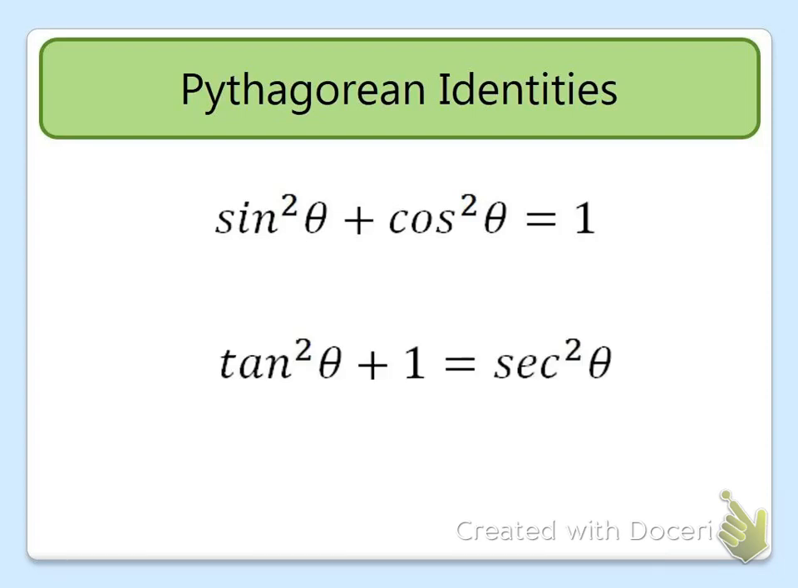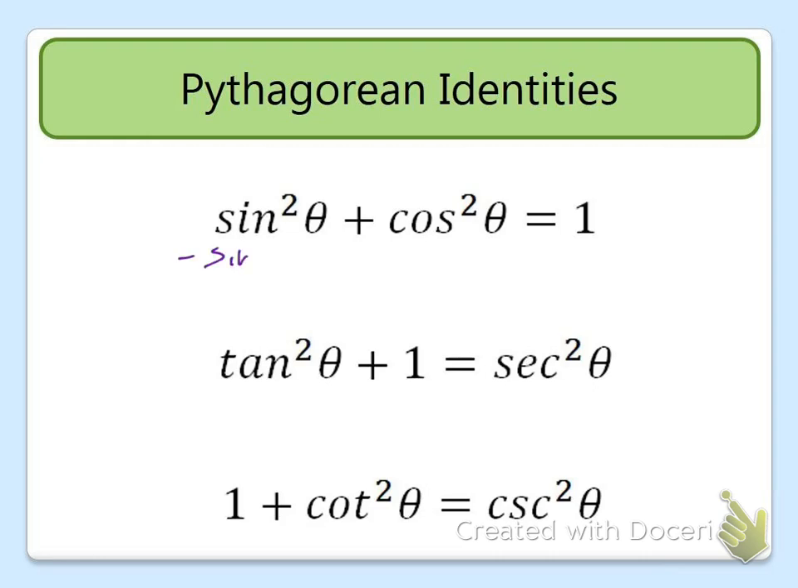We had some others. Tangent squared plus 1 is equal to secant squared. Those are the same, so we can always replace them. And then 1 plus cotangent squared equals cosecant squared. Now, one thing that we talked about before when we looked at these is that we can rewrite these. We can rework them a little bit.